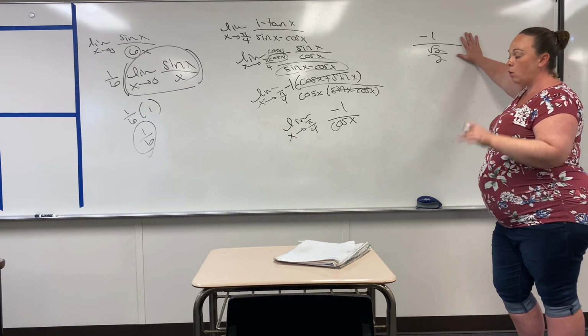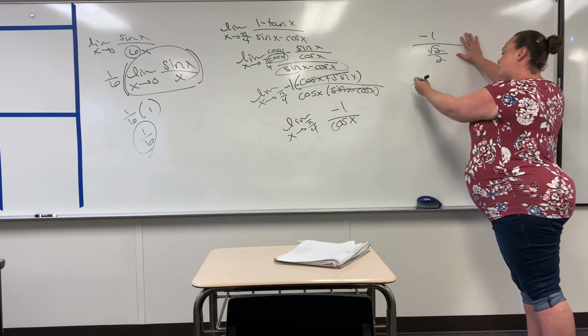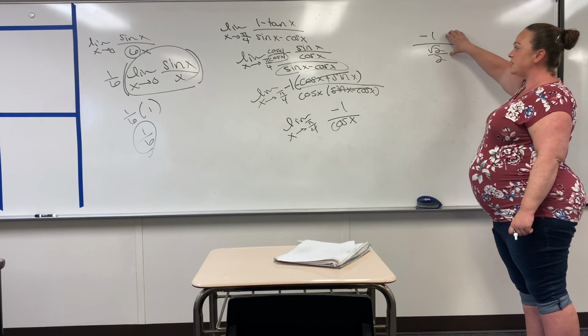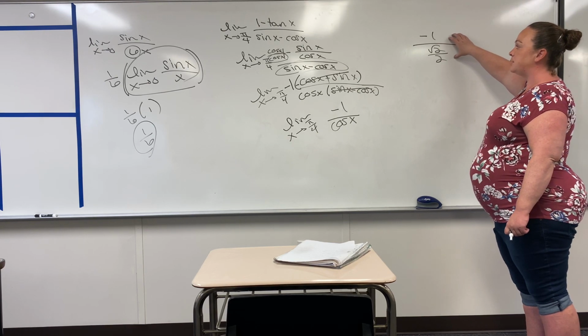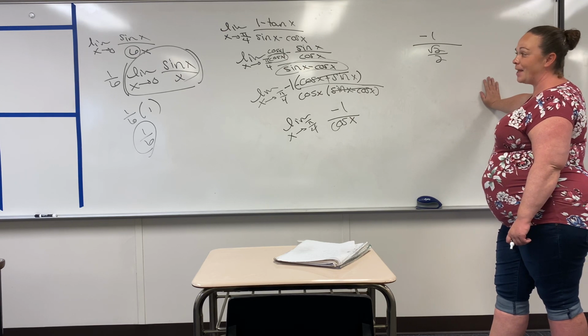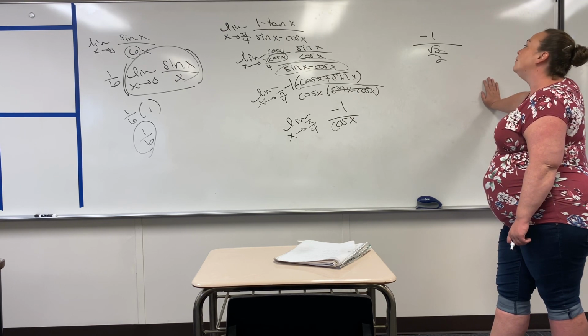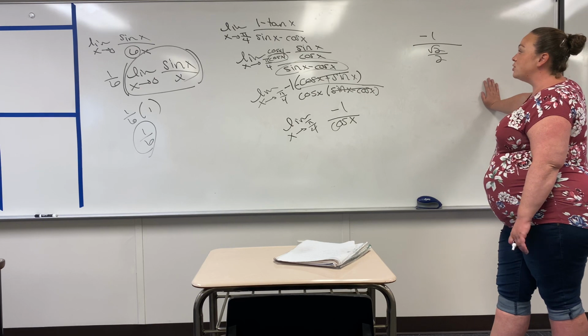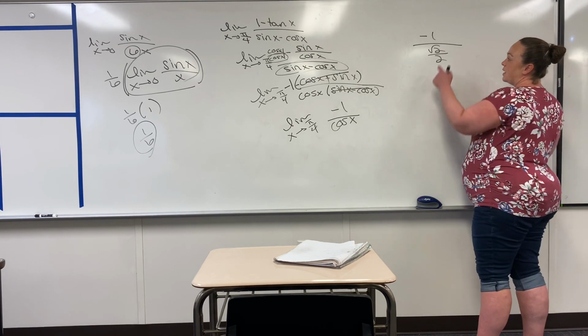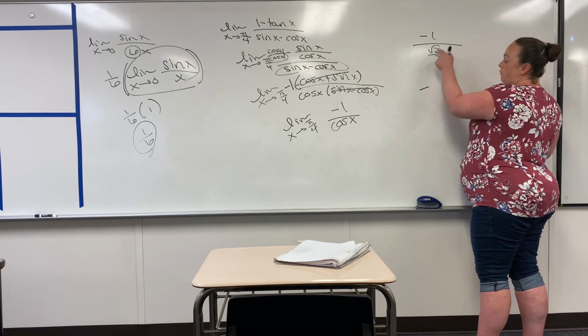Notice, once I put in the pi over 4, you stop writing the limit part now. This is an unacceptable way to leave your answer, because you have this compound fraction going on. You need to simplify that, okay? So when you're simplifying by fractions, you need to multiply by the reciprocal. So really this is -1 times 2 over root 2.